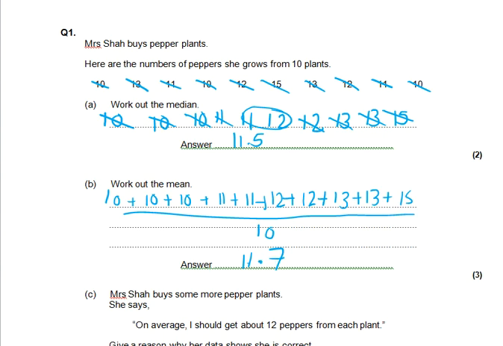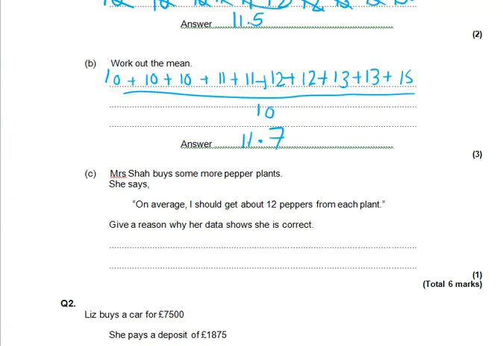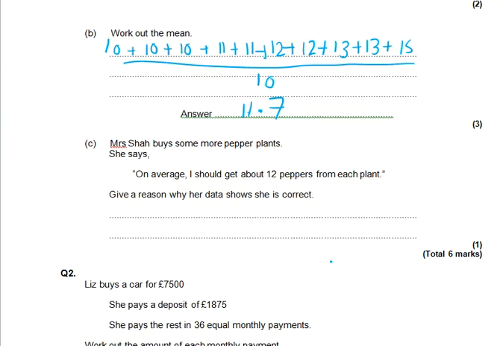On average, I should get about 12 peppers from each plant. Give a reason why your data shows this correct. Both averages round to 12. The median of 11.5 and the mean of 11.7 both round up to 12.